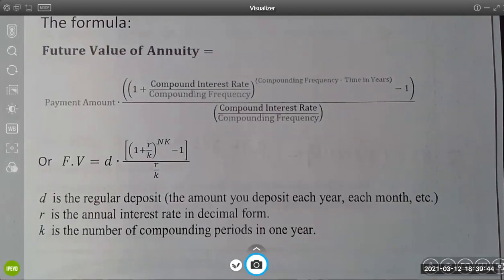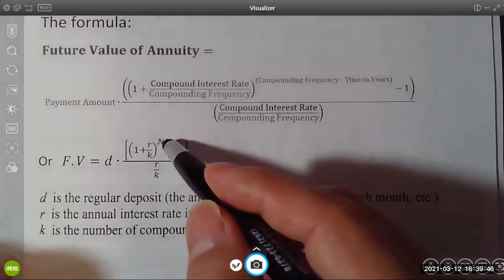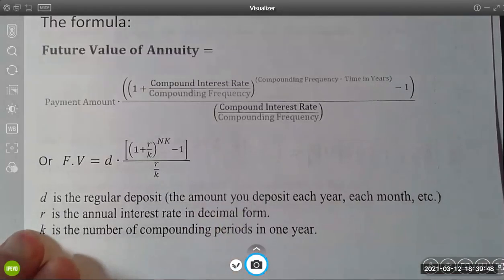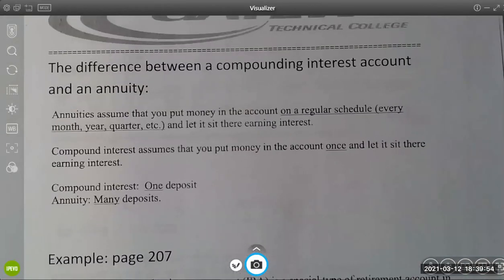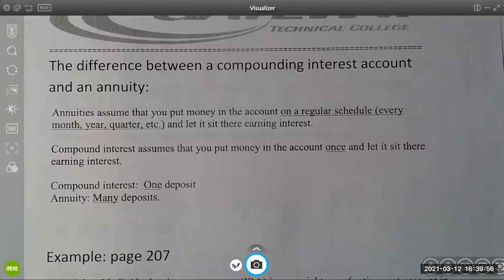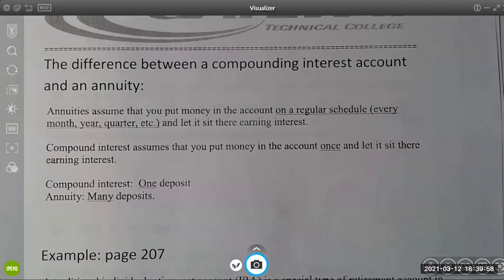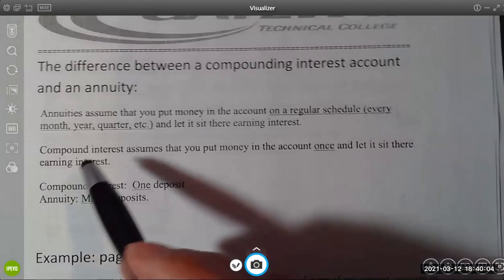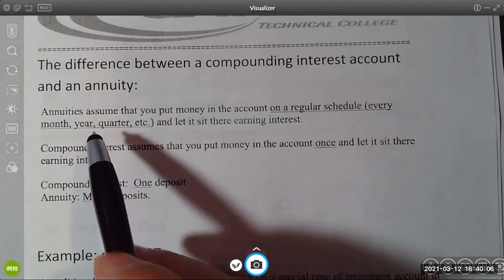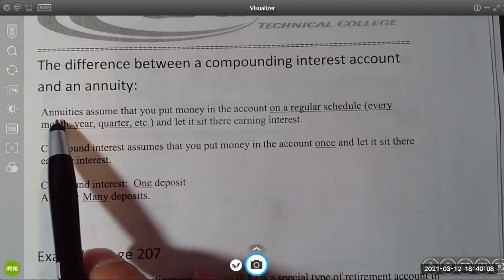Okay, now N is time in years. Let's see some examples of how we use this formula. And in the beginning, this is the summarization of the difference between a regular compound interest account and an annuity. I already mentioned this in the very beginning. It doesn't harm if we just repeat it once more, right?